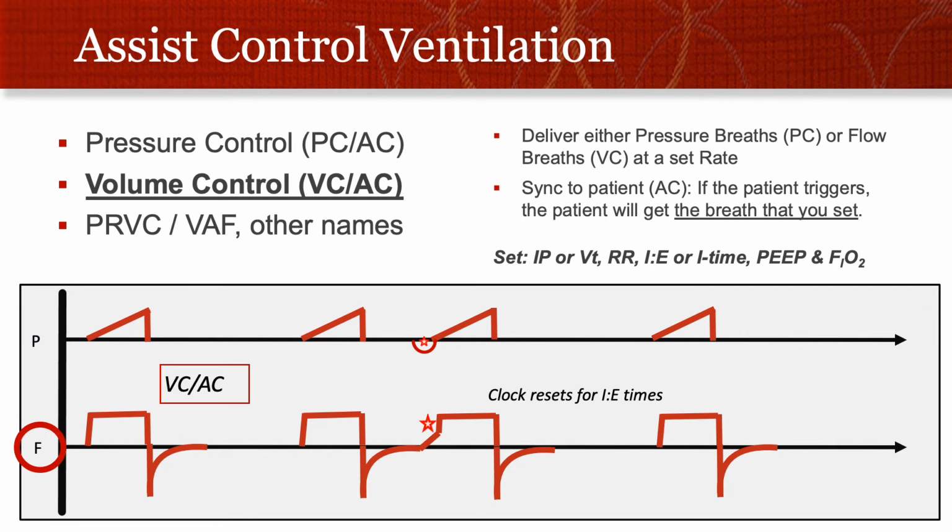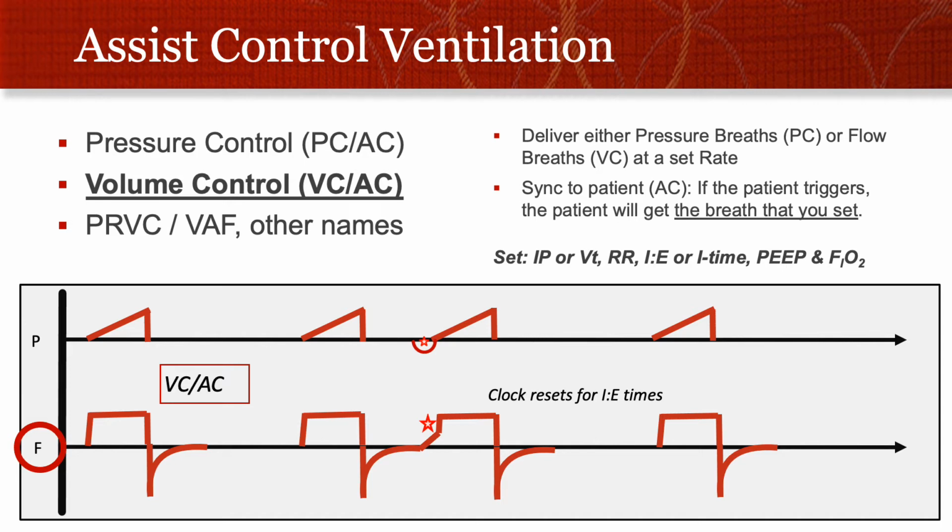Assist control, on the other hand, is the same thing except that if the patient triggers a breath, normally with a flow trigger, in other words, they've pulled enough flow from the vent into their lungs, then the vent will give them the breath that you have set, and the clock resets.